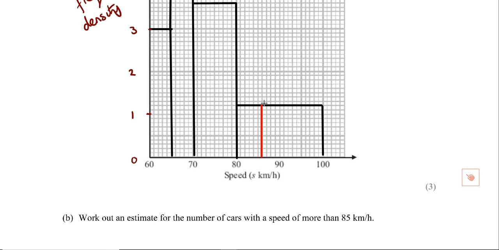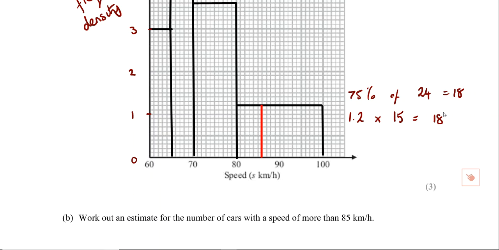I have 18, yeah. So we've got two methods here. You did 75% of the 24, which is 18, and you did 1.2 times 15, and that gives you 18 as well. So you've got a couple of options there.